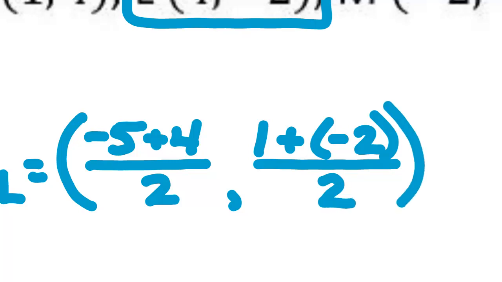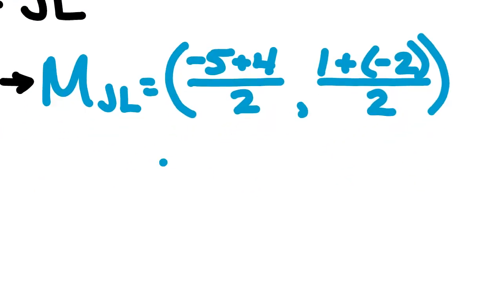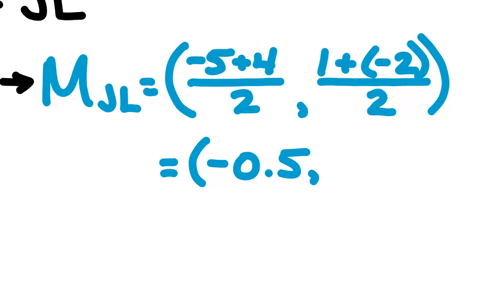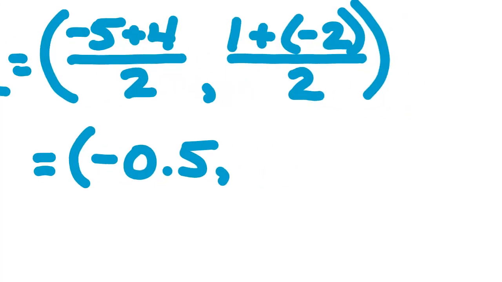And now we have to simplify this so that we get a single value. What is negative 5 plus 4? Negative 1. What is negative 1 divided by 2? Negative 0.5. What is 1 plus negative 2? Negative 1 divided by 2? Negative 0.5.